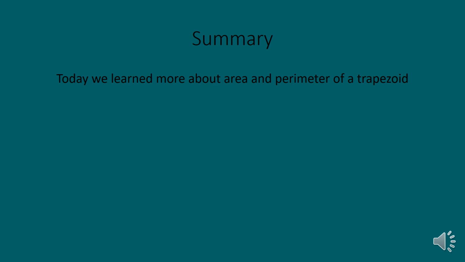Summary. Today we learned more about the area and perimeter of a trapezoid. We learned what a trapezoid is and how to find the area. I gave you an example. Then the perimeter, I gave you an example, and we also did a question.